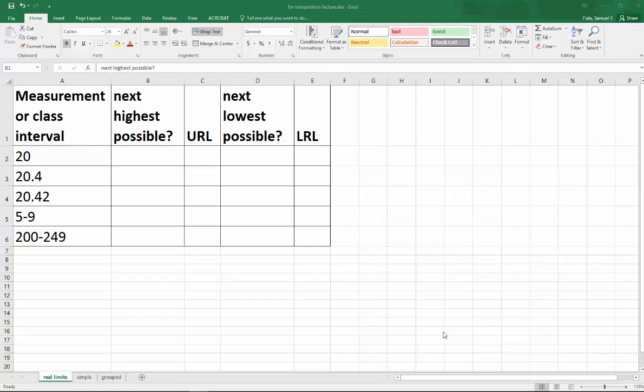Okay, just a quick lecture to talk about upper and lower real limits and the use of interpolation. For interpolation, we have to know how to use upper and lower real limits, so we'll start with that. Whenever you measure something, you always measure to some level of precision, right? And however precise you are, you can't go more precise than the tool you're using, right?